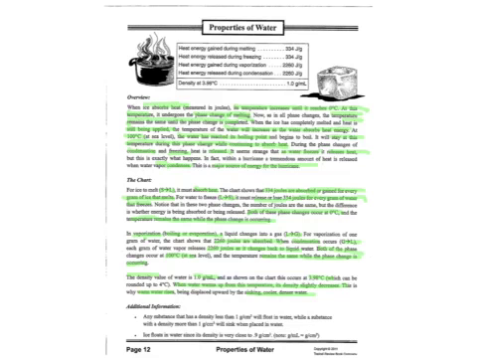Additional information. Any substance that has a density less than 1 gram per cubic centimeter will float in water, while a substance with a density more than 1 gram per cubic centimeter will sink when placed in water. Ice floats in water since its density is very close to 0.9 grams per cubic centimeter, which is less than 1 gram per cubic centimeter.